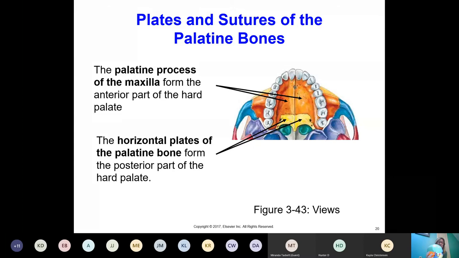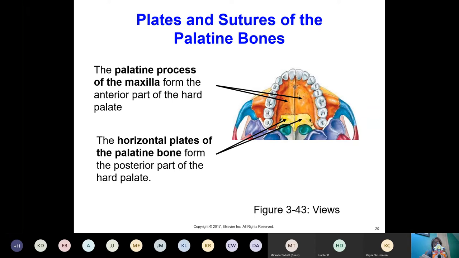If you flip your skull up, the palatine processes of the maxilla form the anterior part of the hard palate. So your hard palate has two parts, the anterior part and the posterior part. Oftentimes it gets confusing when you're studying it and taking a quiz, and students think the hard palate is the orange part in that picture and the soft palate is the yellow part because it's back further.